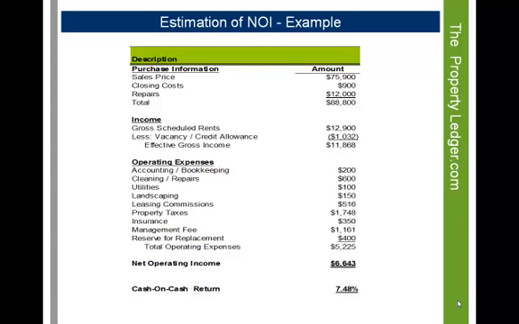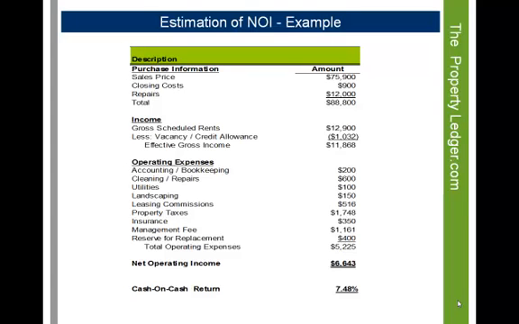From this, we have gone through and estimated our operating expenses, which you see before you, totaling $5,225, to come up with our net operating income of $6,643. Now, if we're going to look at this net operating income versus our total cash investment of $88,800, that's a cash-on-cash return of 7.48%, which is nothing more than our net operating income divided by our total cash investment.